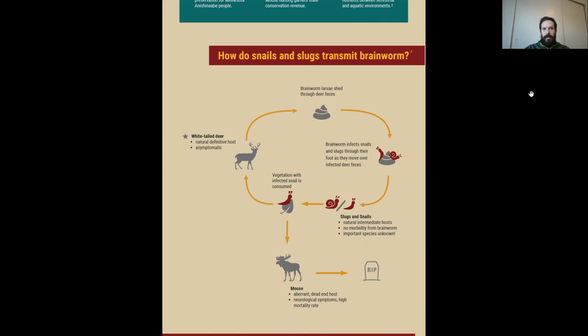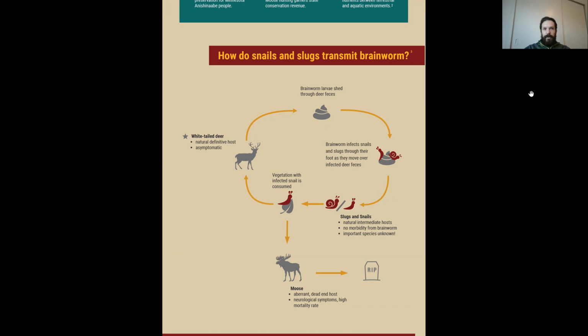Slugs and snails are attracted to the feces and become infected through their foot's mucosal membrane. The infected slugs or snails may then be ingested by a deer, in which case the cycle starts over, or by a moose, whereby brainworm becomes lost in the moose's body, often leading to neurological symptoms and moose death.